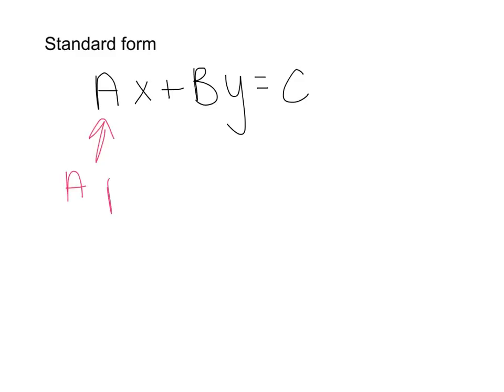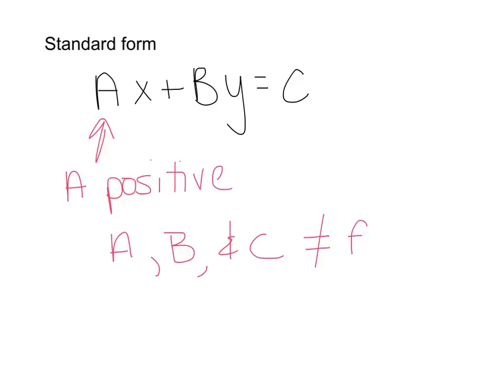Another way to write the equation of a line is in standard form, and that equation is ax plus by equals c. So something for you to notice: x has to come first, then y, and on the other side of your equal sign is the letter c. So we must make a positive, and then a, b, and c cannot be fractions or decimals.